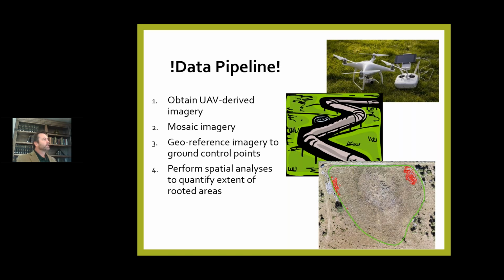We also geo-reference when we're flying using ground control points, because as you all know, your GPS is not accurate to exactly where you are. So it's going to be accurate to potentially 3 to 15 meters, depending on how many satellites you have. So we have to take that into account because of the work we're actually doing.